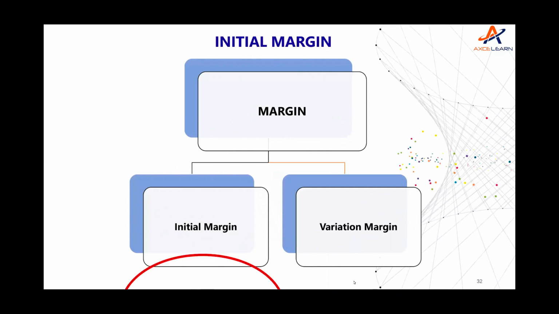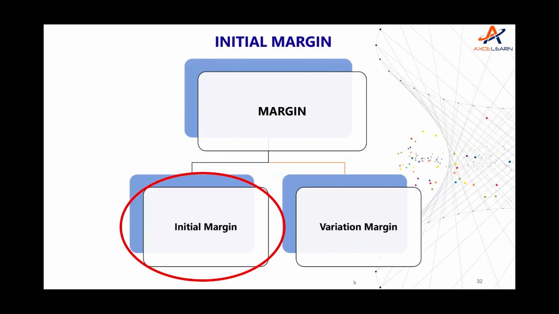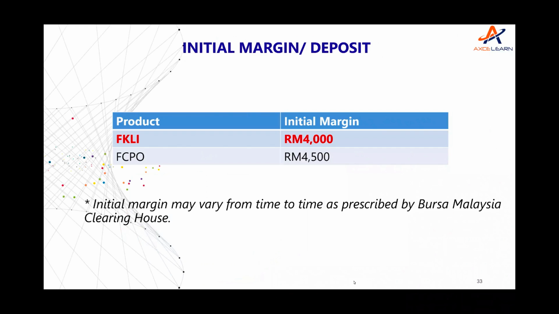Now, initial margin, what does it mean? If you look at the English term itself, initial means first. It's like the initial part, the first part. So initial margin is the first deposit that you put in, or the initial margin required by the respective broking house. So in this case, it is the deposit required. For example, in Malaysia right now, for each contract that you want to trade for FKLI, the initial margin required by Bursa Malaysia is 4,000.